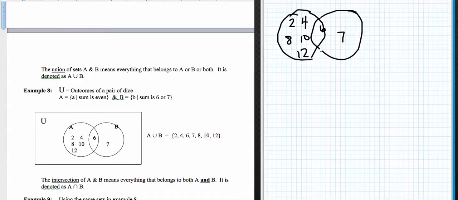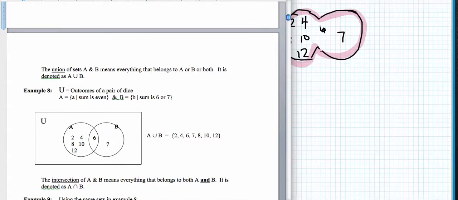So when we say the union of A and B, what we're looking at is really just erasing out this overlap. So I'm not really seeing the overlap, right? I'm just seeing what's in the two sets, just like I was showing before. And this is what's in both of them, and that's the 2, 4, 6, 8, 10, 12, and the 7. And that's what you see in my union here.